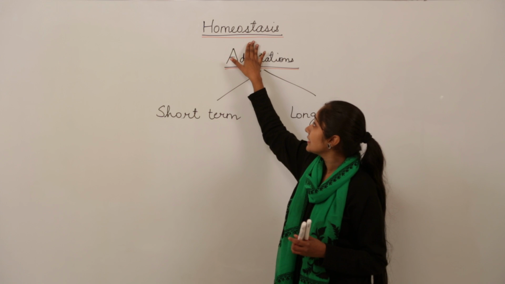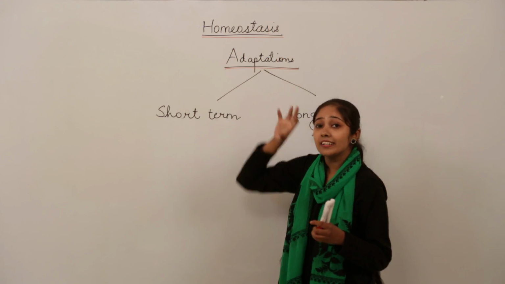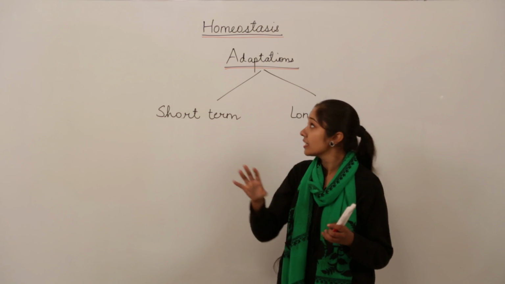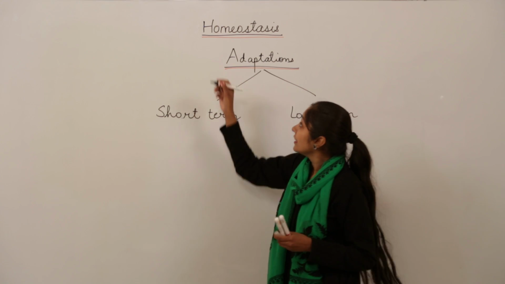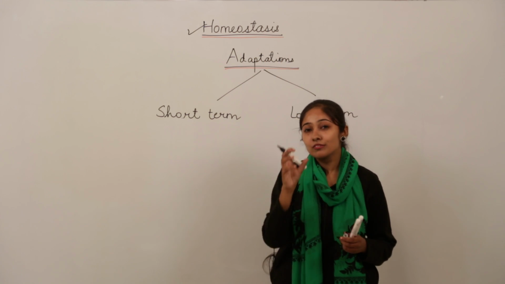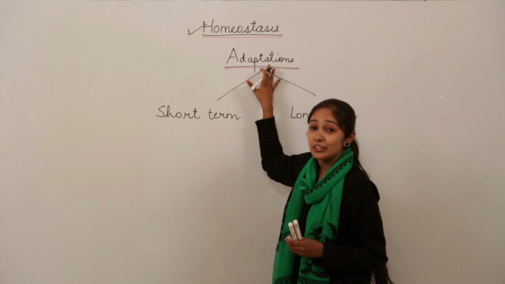So homeostasis helps the organism to survive. It means maintaining internal conditions despite the environmental conditions that are prevalent. So homeostasis is one of the basic needs for living organisms to survive. When I talk about the word survive, another characteristic trait comes to my mind, that is adaptations.